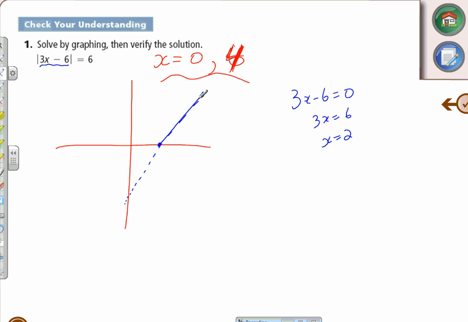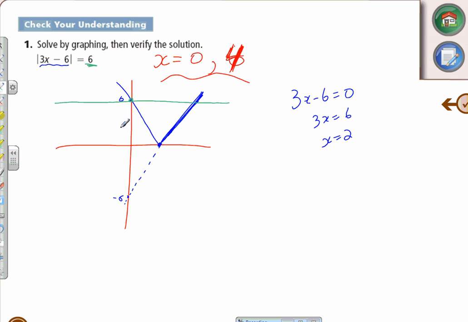The positive part I keep. The negative part, instead of being at negative 6 y-intercept, flips up over to here at 6. And then I want to look for the intersection between that, which is the blue line, and y equals 6.